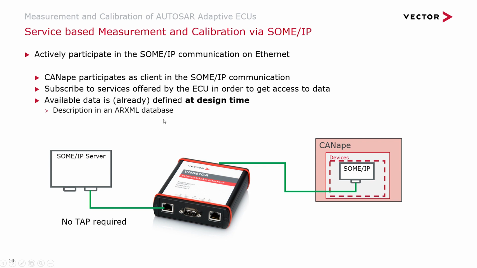And we get access to all the available data which is already defined, or has to be defined at design time. So it is not as flexible as the standard XCP in approach 1. We always have to think about what we want to see, and place it in the SOME/IP communication interface before we flash our application to the ECU. The description of this interface has to be placed in an ARXML database. This database is read in by CANape, and then we can access signals, objects, or structures.